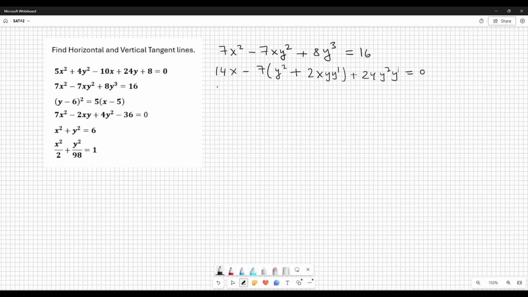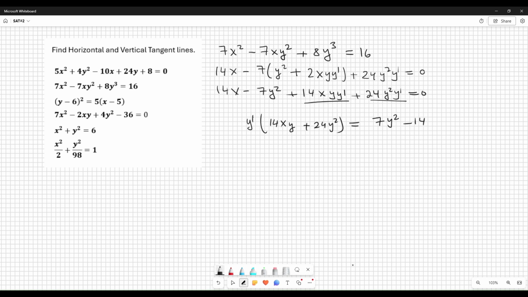Okay, now distributing. The y prime is here and here. So it's y prime times parenthesis 14x y plus 24 y squared equals 7 y squared minus 14x. Therefore y prime is 7 y squared minus 14x over 14xy plus 24y squared.